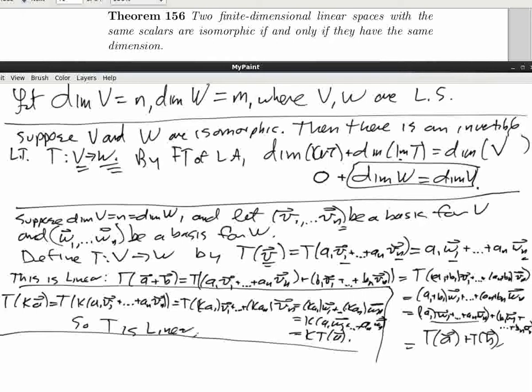But I'm not done. I can't just have a linear transformation. I have to have an invertible linear transformation. So I might need to go to the eraser here, or, as I like to call it, Control Z. So I'm just going to back up. Maybe I'll prove it's onto.